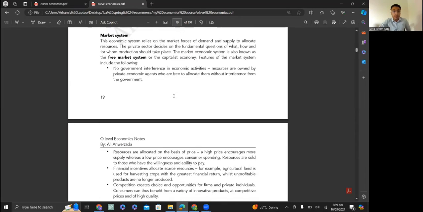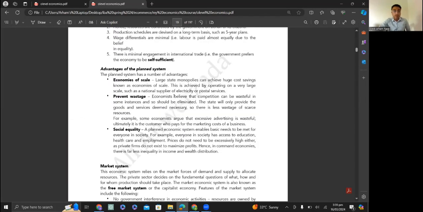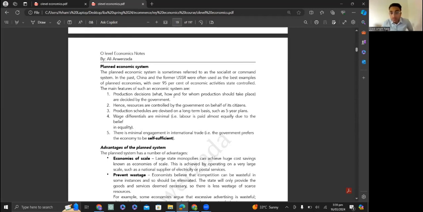Now we will go deeper into the planned economic system. Planned economic system is sometimes referred to as a socialist or command economy. USSR is the best example for this, and China as well is a very good example. Production decisions like what, how, and for whom to produce will be decided by the government over here. So resources are completely controlled by the government. This is a very important fact. And production schedules are devised on a long-term basis. Government is involved in very long-term planning, usually 5 years or even 10 or 15 years.